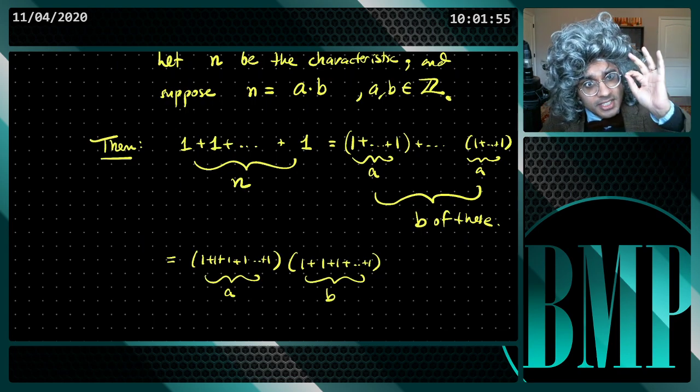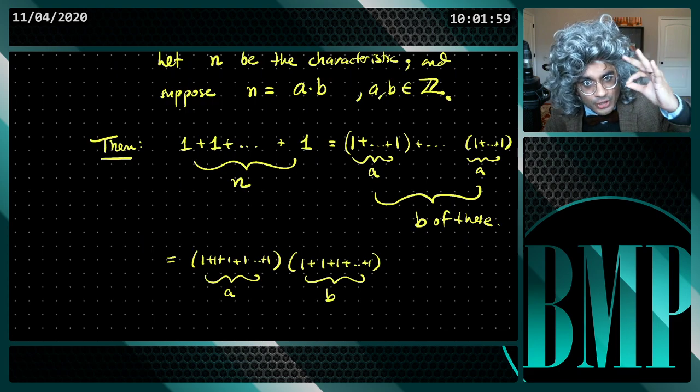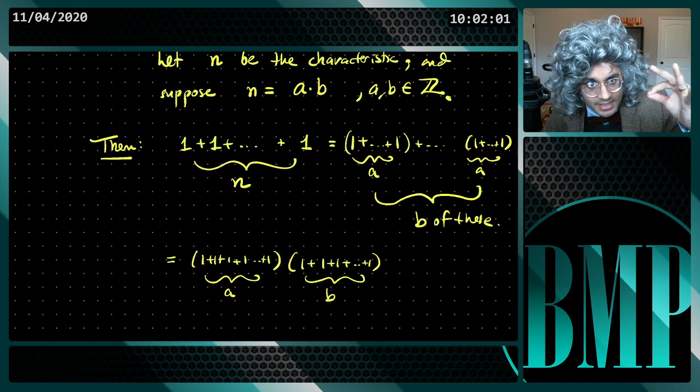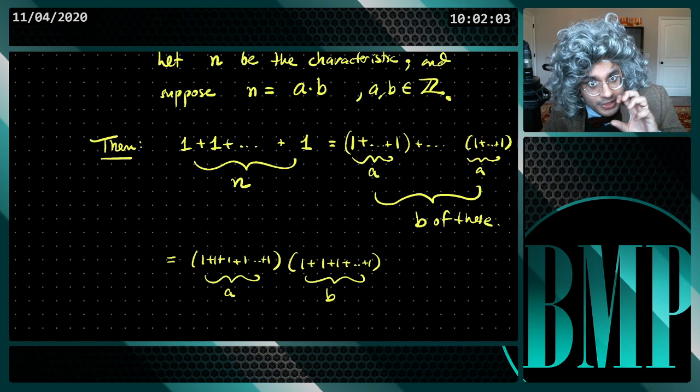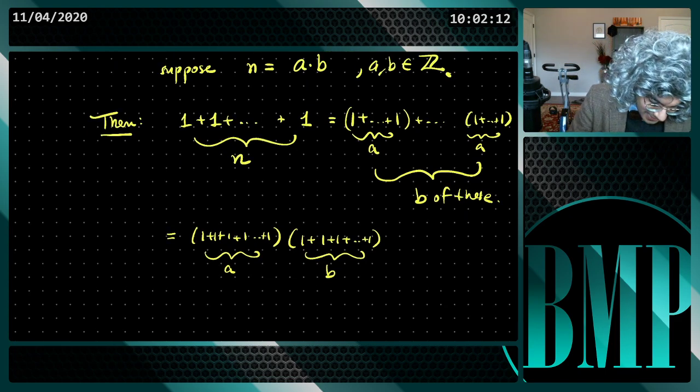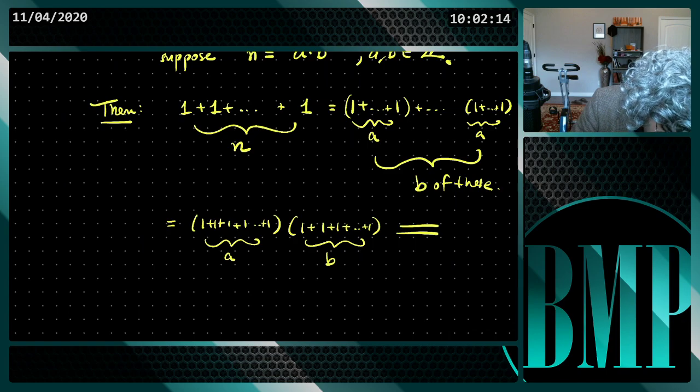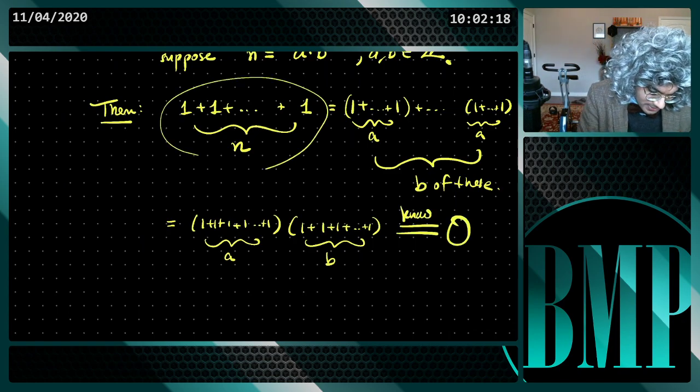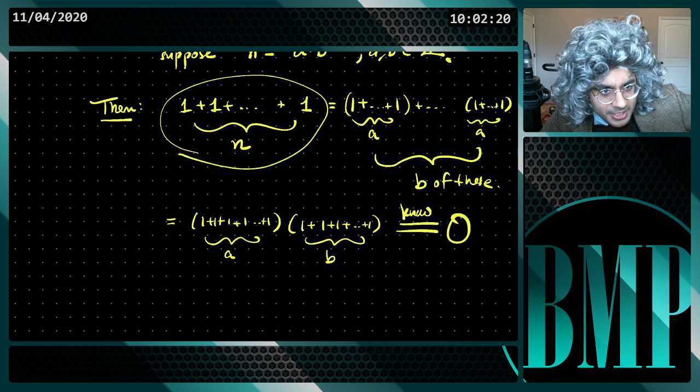Now, n was the smallest number where you add ones and you get to 0. So A and B, if they're smaller, we guarantee that these two quantities are not 0. These two elements are not 0. All right? And what do we know? We know that this is 0 because we're looking at the characteristic.